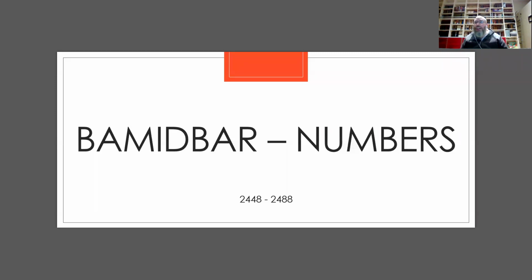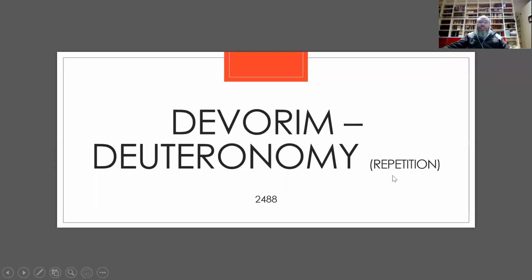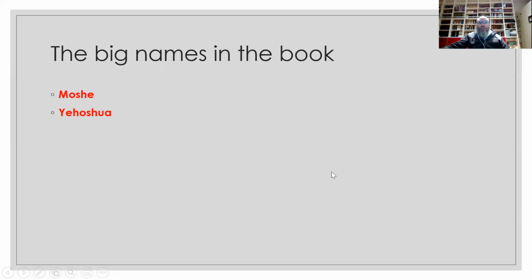And it starts off with the death of Miriam. Miriam dies at this stage. Four months later, her brother Aaron will die. And four months after that, 8 months after that, her brother Moshe will die.